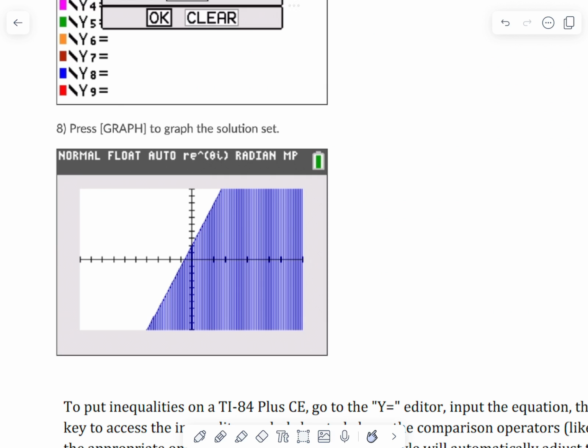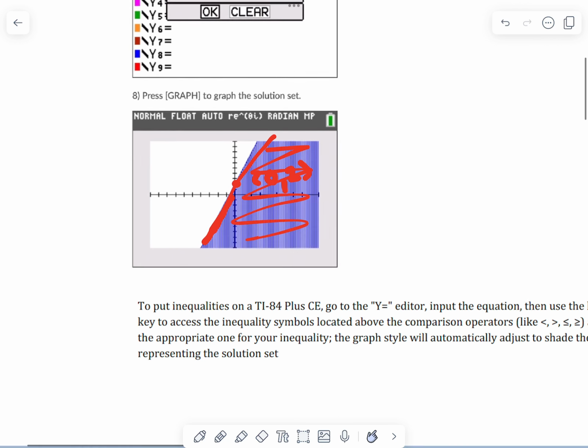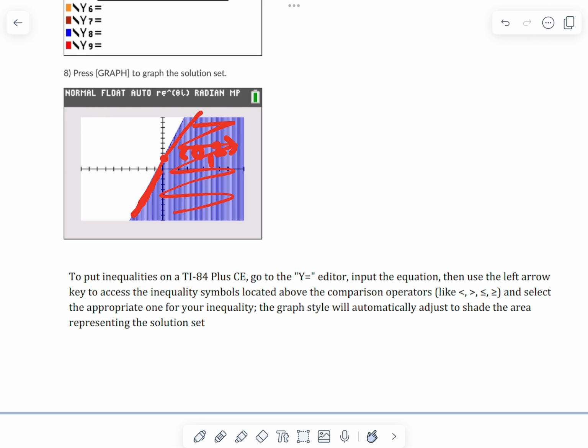And then this is what it should look like when the inequality is shaded. Here's the y-intercept of over 0, up 2, and it has your slope, and it's shading everything below or less. To put inequalities on a TI-84 Plus CE, you would go to the y equals editor, input the equation, then use the left arrow key to access the inequality symbols located above the less than, greater than, less than or equal to, greater than or equal to, and select the appropriate inequality. Then you would graph it in the shaded region.